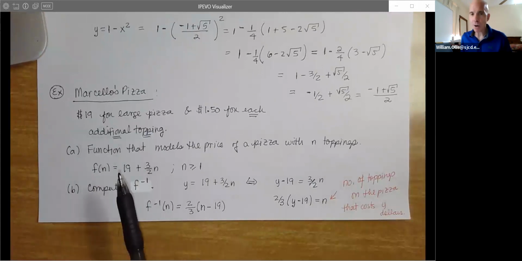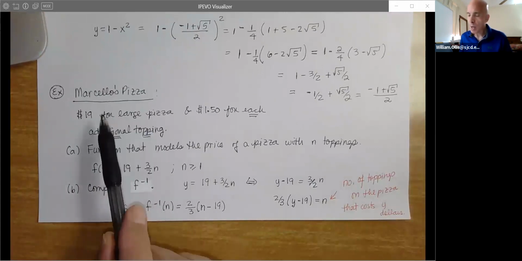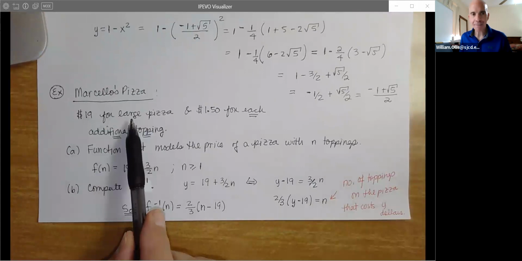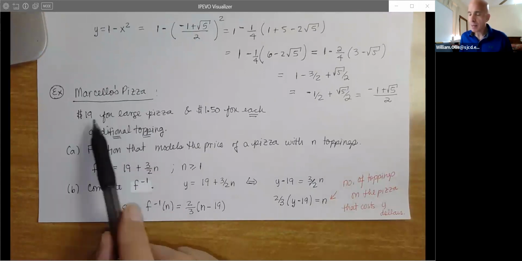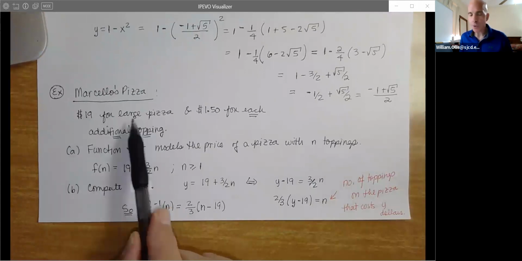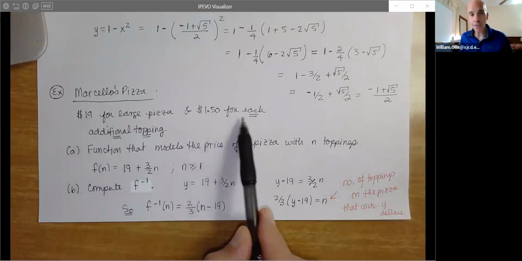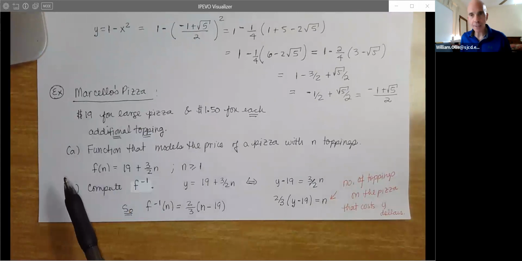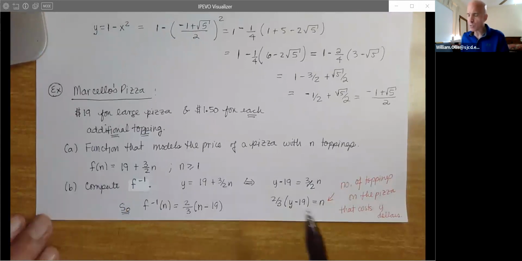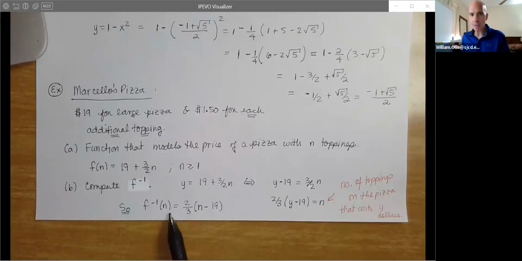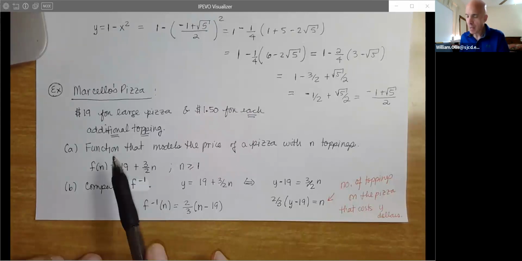Here's a WebAssign problem. Marcello's Pizza sells a large pizza for $19, and he charges $1.50 for each additional topping. This is the case where we want to preserve the letters. And I want to show you how you can preserve the letters and then maybe move to a different letter, like we did with the graphing.